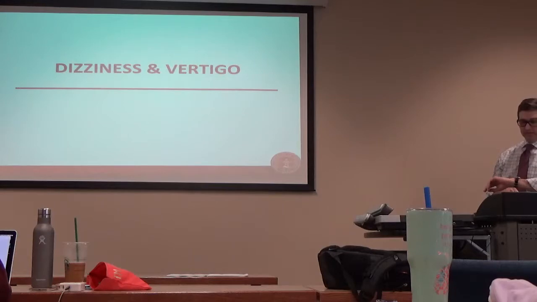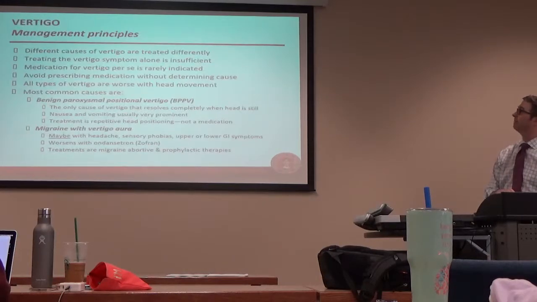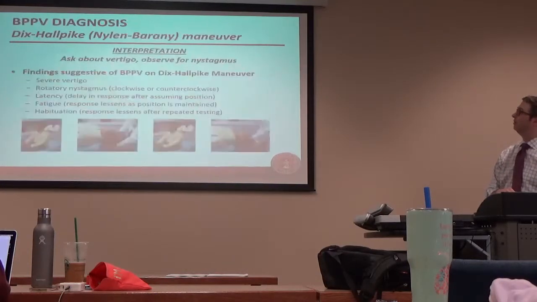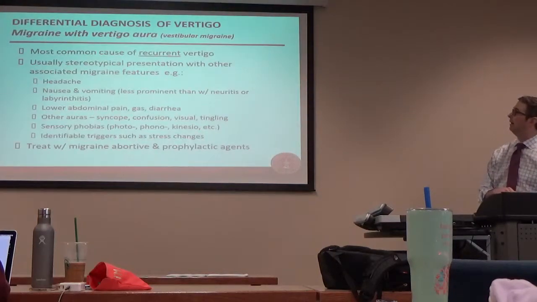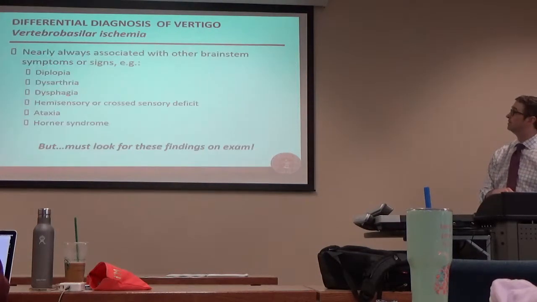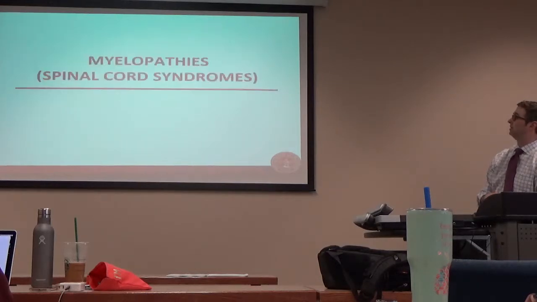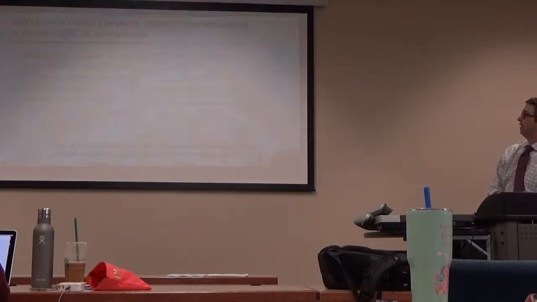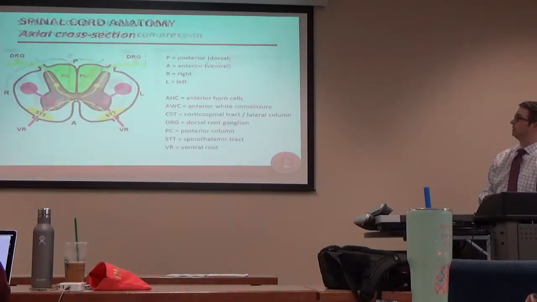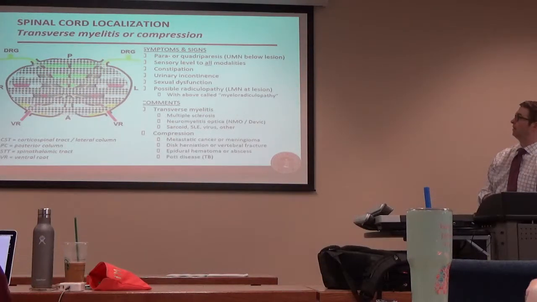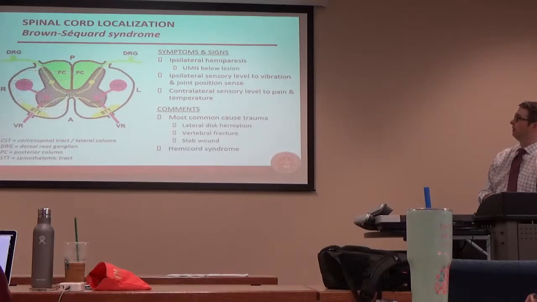And it looks like I've run out of time. This is just vertigo, which really isn't an emergency per se. However, with brainstem and posterior circulation dysfunction, you can have vertigo. So always remember, is this a brainstem problem? And then also spinal cord problems, which we'll skip over. Cord syndromes, stuff like that.